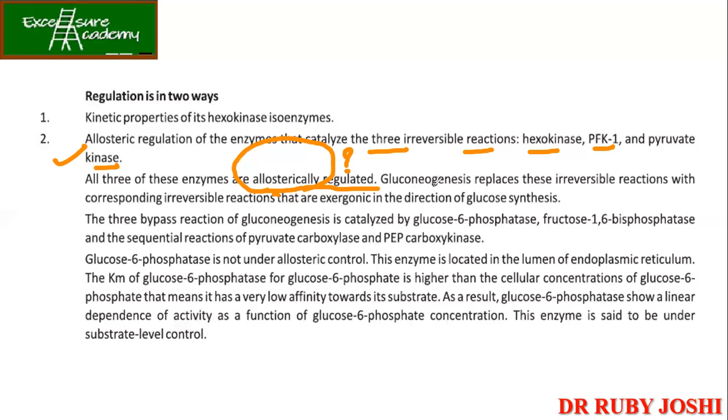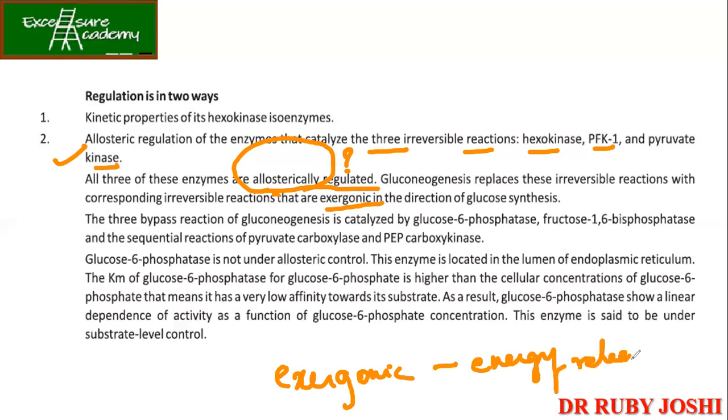Okay. So gluconeogenesis replaces these irreversible reactions with corresponding irreversible reactions that are exergonic in the direction of glucose synthesis. An exergonic reaction is energy releasing. Yes, exergonic reaction means it is energy releasing. The three bypass reactions of gluconeogenesis are catalyzed by glucose 6-phosphatase, fructose 1,6-bisphosphatase, and the last one, pyruvate carboxylase and PEP carboxykinase, right?